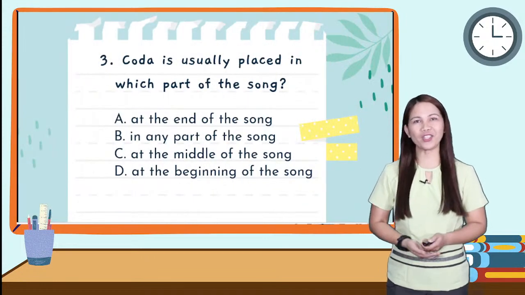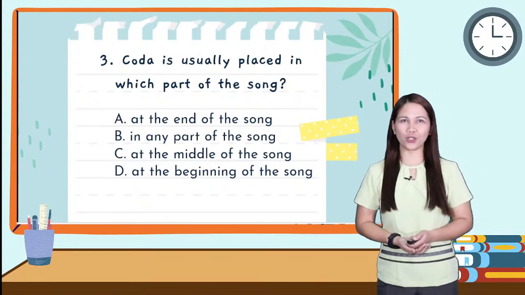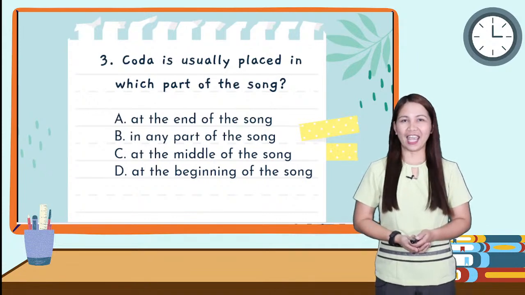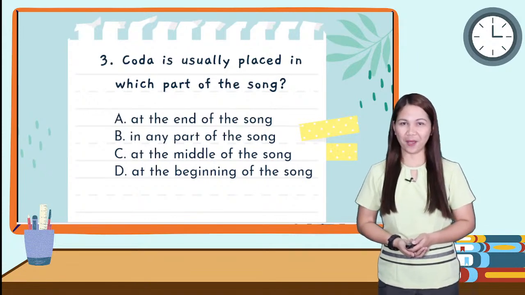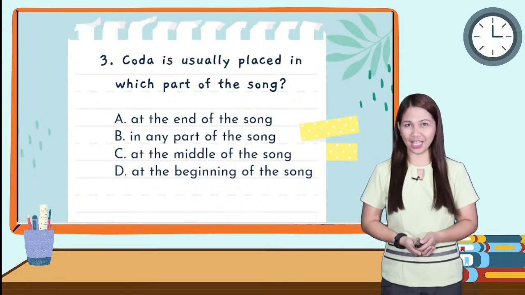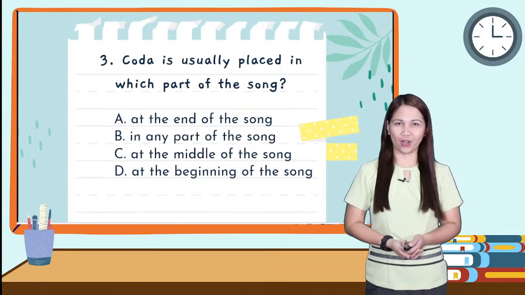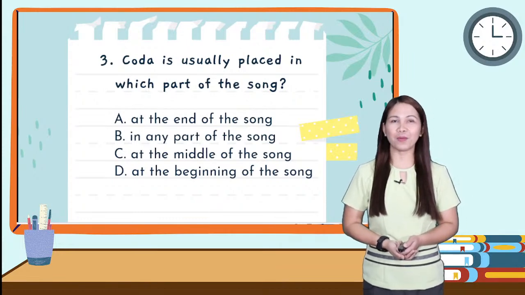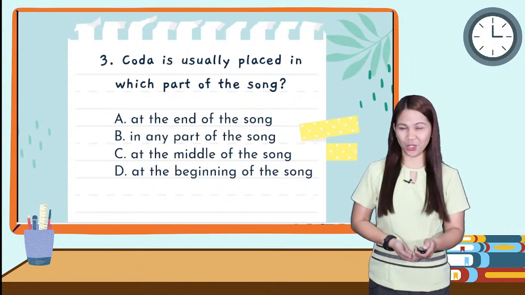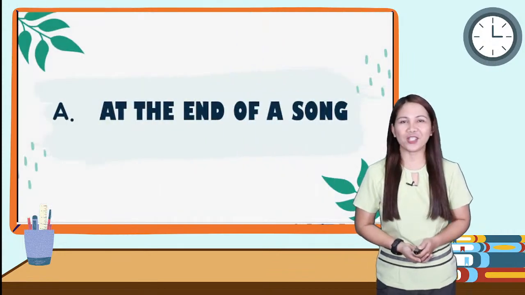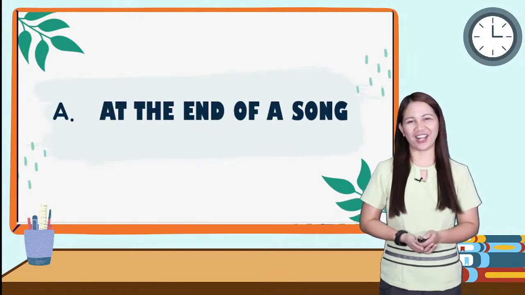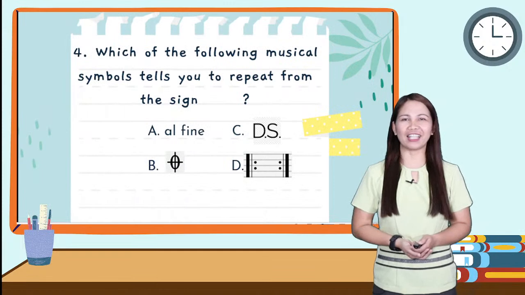For the third question, coda is usually played in which part of the song? A. At the end of the song. B. In any part of the song. Or C. At the middle of the song. And D. At the beginning of the song. What's your answer? The correct answer is at the end of the song. That is right. Moving on.